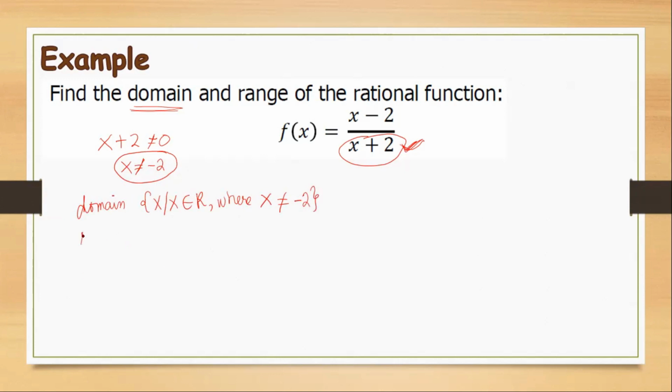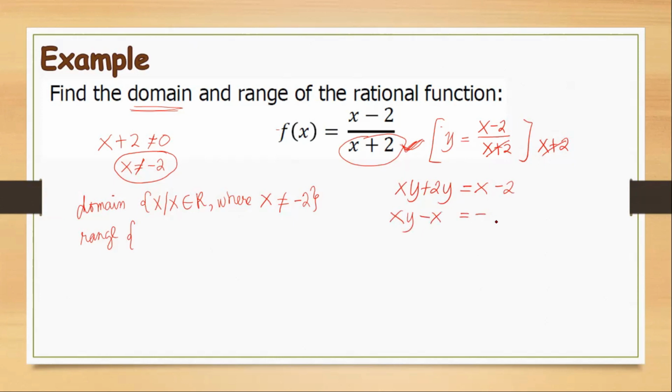Now, let us find the range. If we are going to find the range, let's substitute y here first. So we have y equals x minus 2 over x plus 2. First thing is you multiply x plus 2 on both sides of the equation. So if we multiply x plus 2 on both sides of the equation, we have xy plus 2y equals, you can cancel this, x minus 2. Then all you have to do is put your x on the left side of the equation. So we have xy minus x equals negative 2y minus 2.